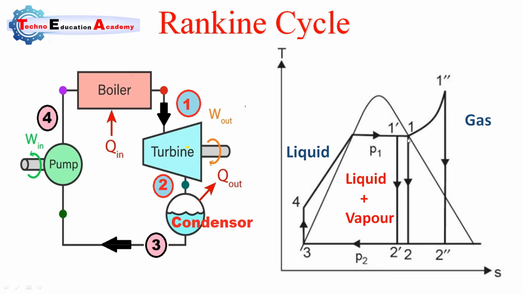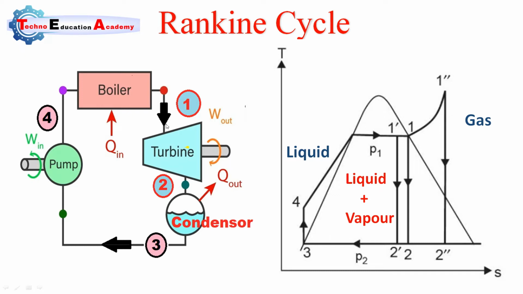Whenever we supply more heat energy, it is converted into superheated steam. This point represents the superheated steam, and it is used in the thermal power plant. It obeys all thermodynamic laws, because we know that superheated steam also behaves like a gas.